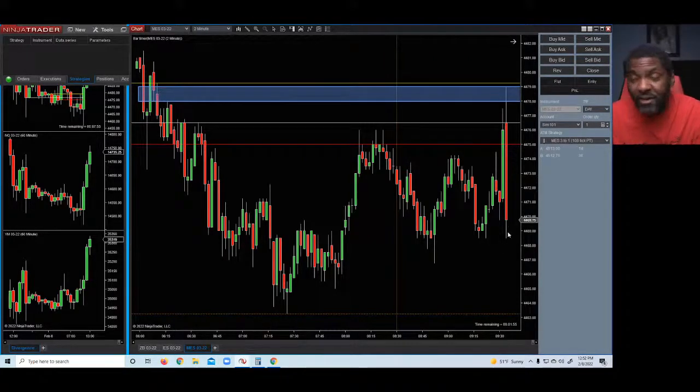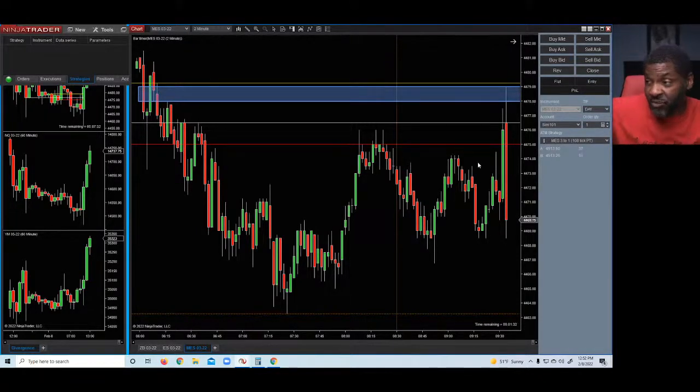Because the algos are trading now, the computers are all involved now. And these setups work for the times when the algos be trading. These are algorithmic trading setups that ICT was teaching. And this is one of the ones I'm still paper trading.